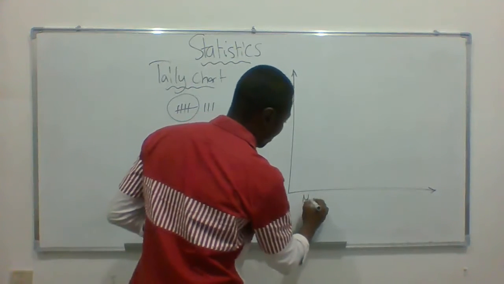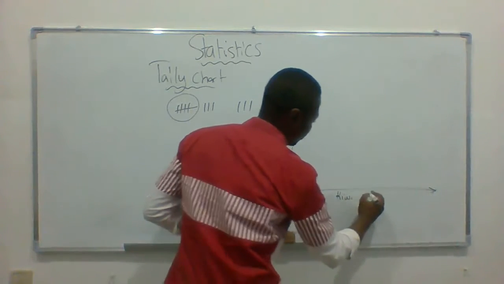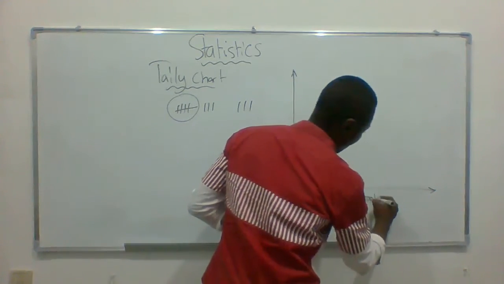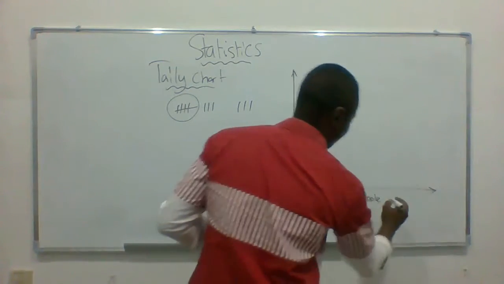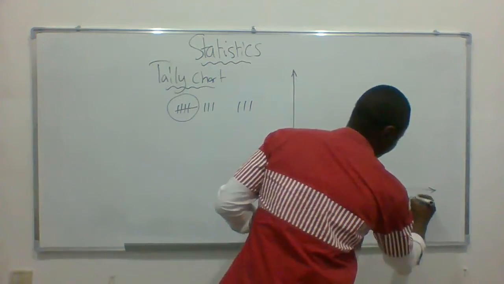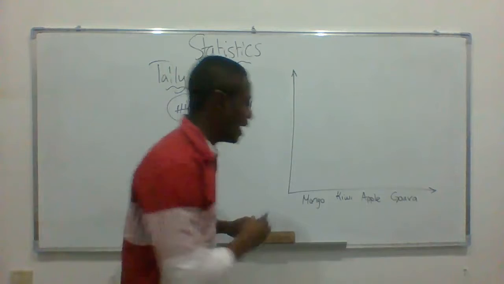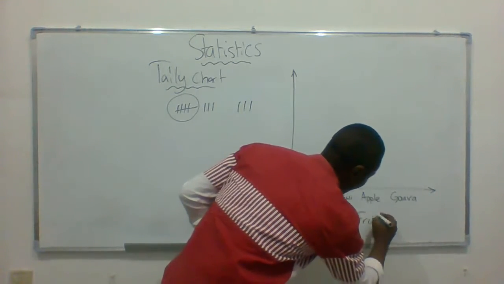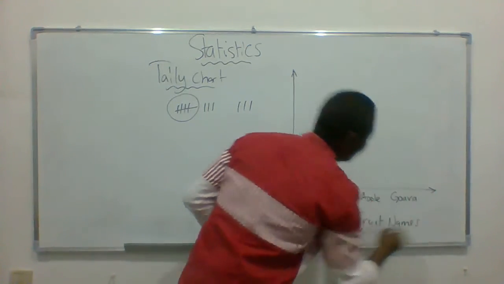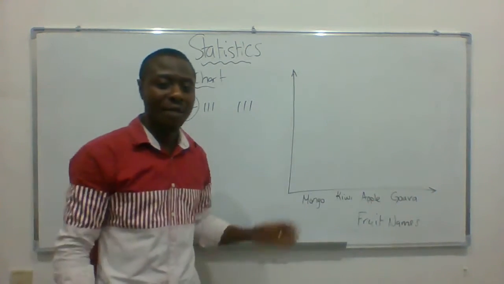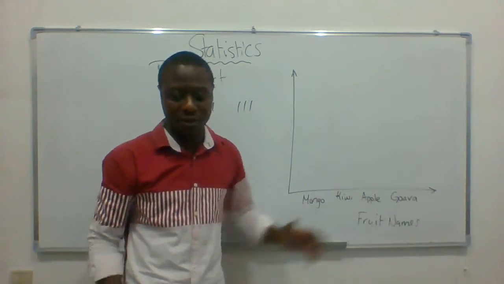You have mango, kiwi, apple. There's kiwi, apple, and guava. I think there are only 4 fruits. I have a fruit there, and I'm going to put here fruit names. I'm labeling my graph. I'm writing what this means. This means the fruit, the names of the fruit.